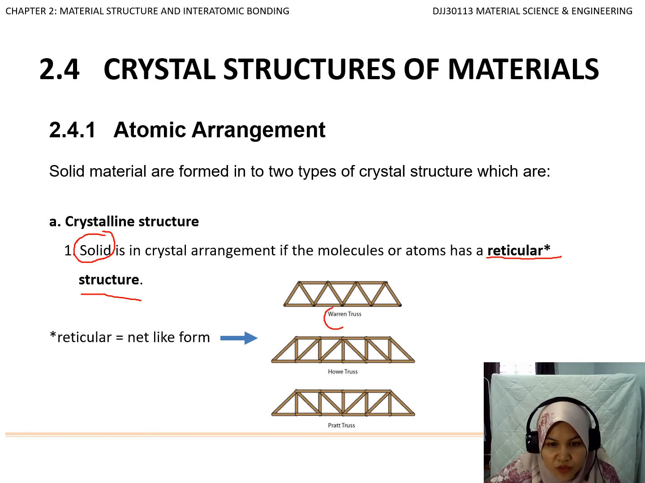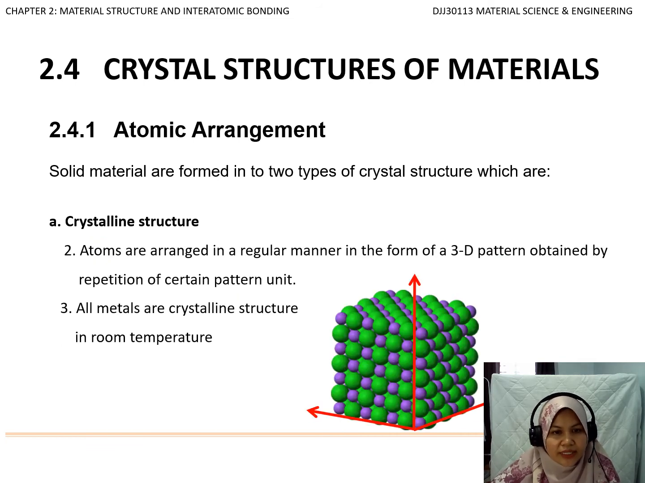There are 3 types: Warren truss, Howe truss and Pratt truss. Look at the three, their structures are different. You can see where the differences are between the three structures. Atoms are arranged in a regular manner in the form of a 3D pattern, obtained by repetition of a certain pattern unit. From one unit it repeats, so we get a structure like this.